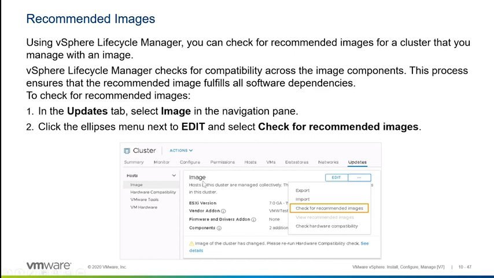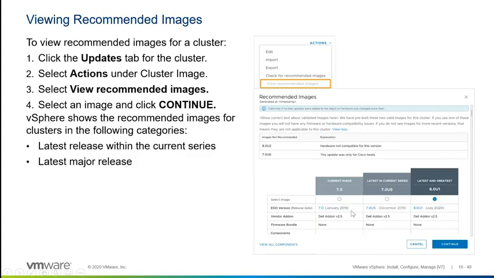So when you select an image after you've built it, you have a couple of options. You can edit the image, or by clicking the ellipses here, you can export the image, bring it into another Lifecycle Manager through vCenter, import that image, or check for recommended images here. At this point, what it's going to give you is a list of recommended images.